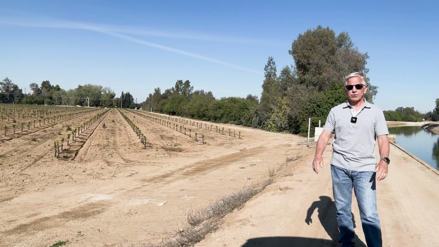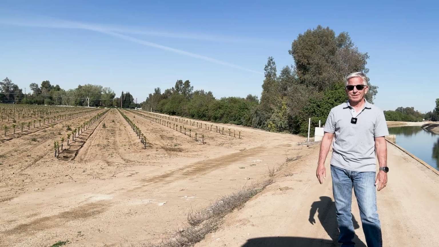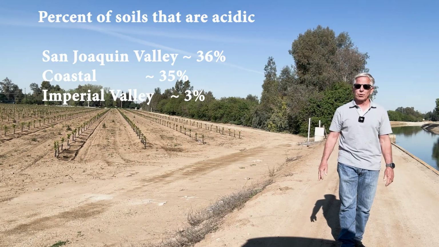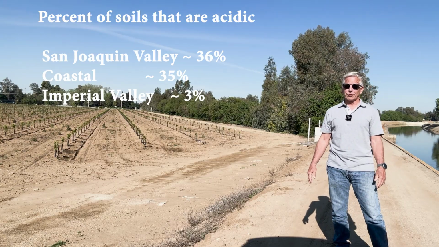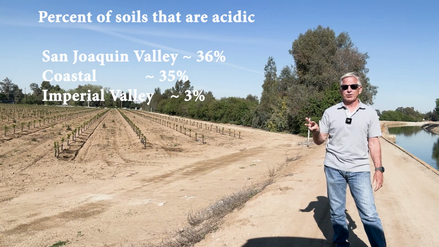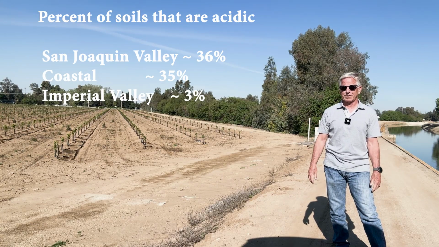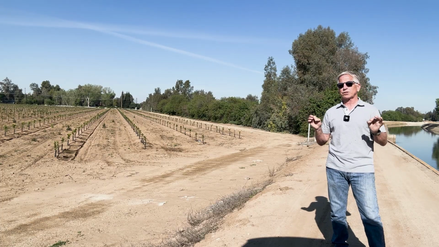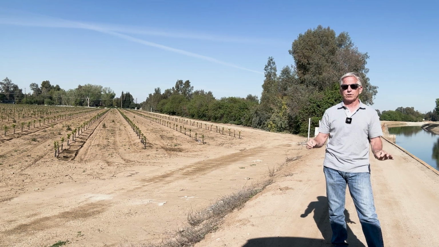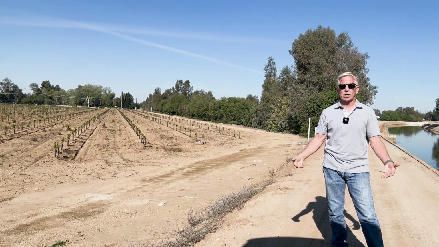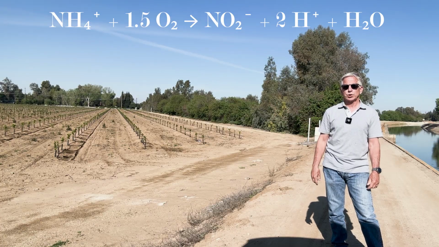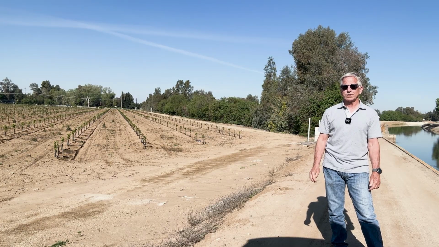Okay, what about those acid soils in this alkaline environment? From those pH distribution curves I showed you, 36% of the San Joaquin Valley soils are acidic. 35% of the coastal soils are below 7, but only 3% of the Imperial Valley soils drop below 7. I believe that the first 2 geographic examples, acidic soils, exist because of ammoniacal fertilizer usage over time. When the ammonia ions from an ammonia-related fertilizer oxidize to nitrite, before it gets to nitrate, 2 hydrogen ions are released, leading to potential soil acidity.